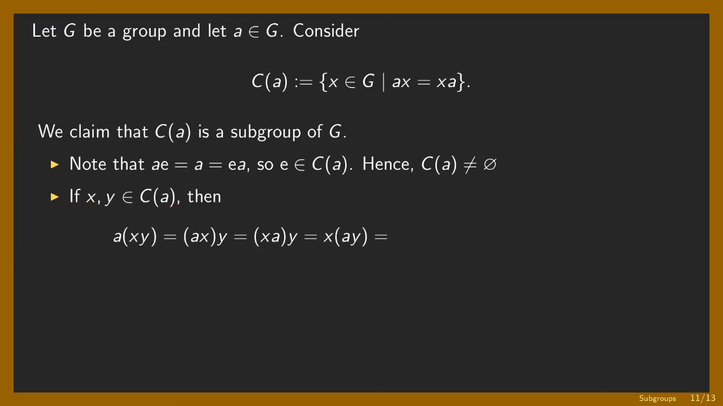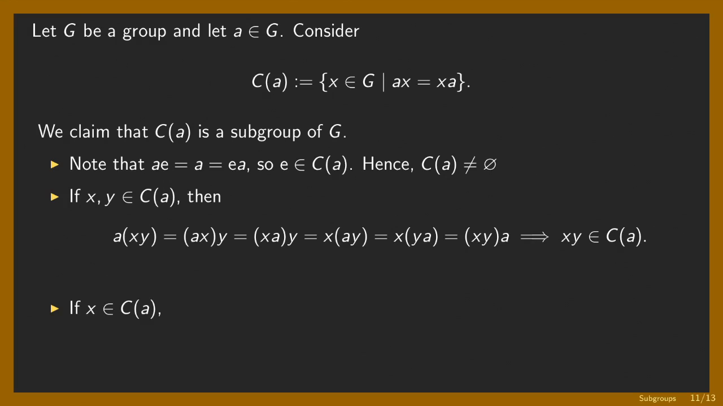Again, if I use associative property, I can move the parentheses over there. Now, because Y commutes with A, I can write AY as YA. Again, using associative property, I can move the parentheses over there. So in the end, I was able to show that XY will commute with A. I was able to put the entire XY from the right to the left. Therefore, as a conclusion, the product XY is an element that commutes with A.